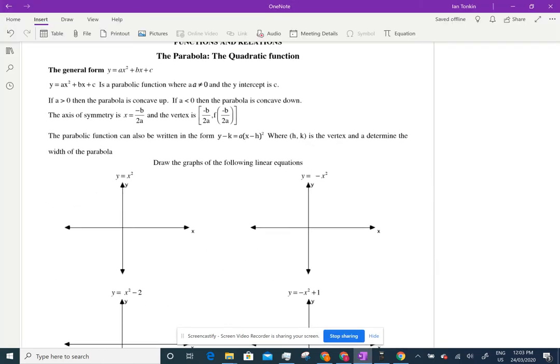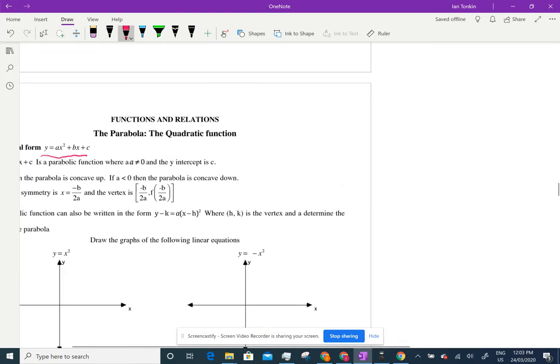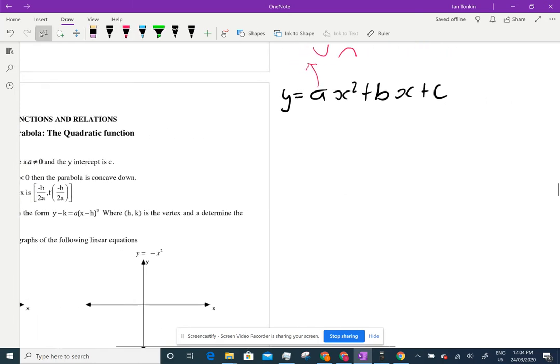So there's our standard parabola equation. All right. Now, how do we draw one of these? Well, we need to remember that when it's written as y equals ax squared plus bx plus c, the a tells us the concavity. So if it's positive, it's concave up. If it's negative, it's concave down. The c tells us the y-intercept.